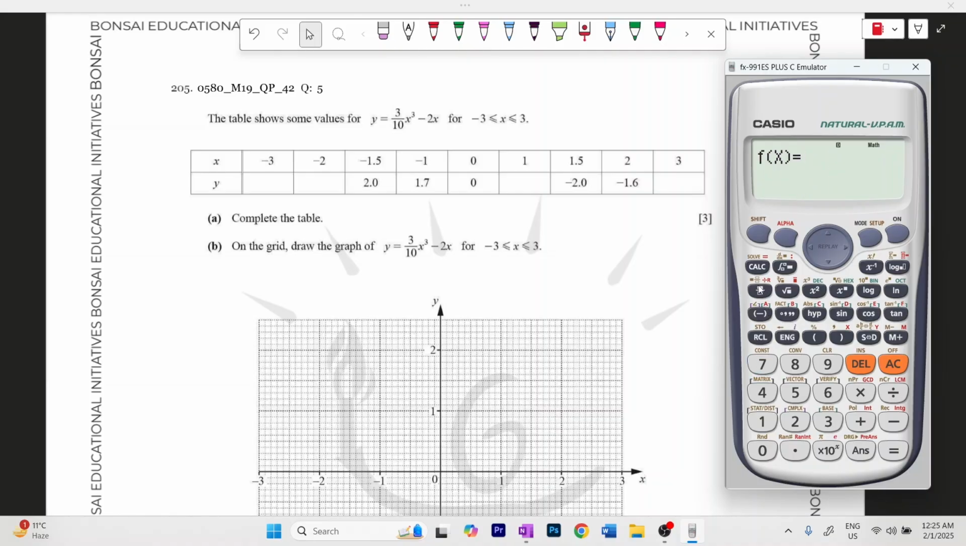The first thing is y equals 3 over 10 x cube. So first of all, 3 over 10, x cube: that is x, we get to alpha and this bracket, x cube, and we need to raise the power 3. Done. And further we are having minus 2x, so minus 2, and for x call alpha and this bracket. So you enter the function, put the equals button, and then start.